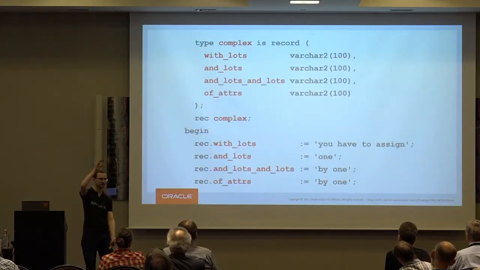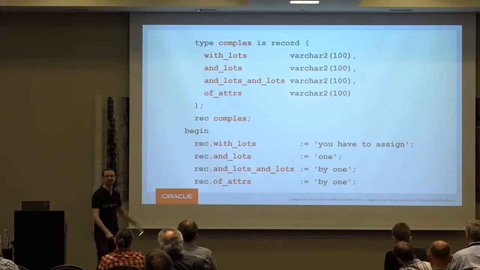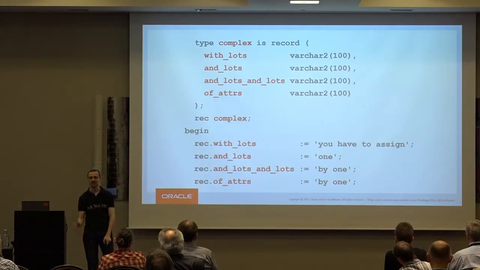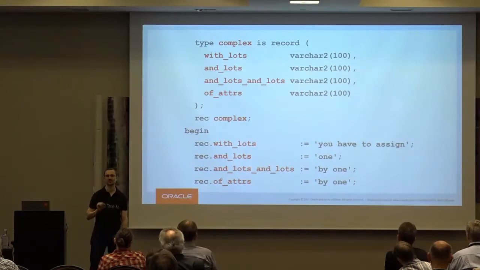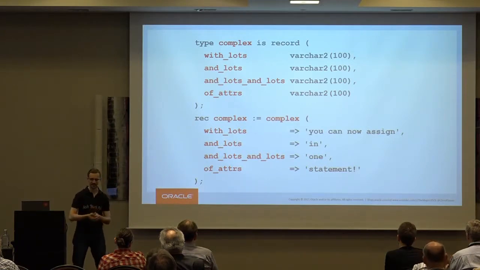So if we've got a big, long record with lots of attributes to it, in the past, you'd have to go through and assign them all individually. Well, we've now got the implicit constructor for that too. So you can do something like this. So, nice little simplification feature, potentially useful when you're setting these up.